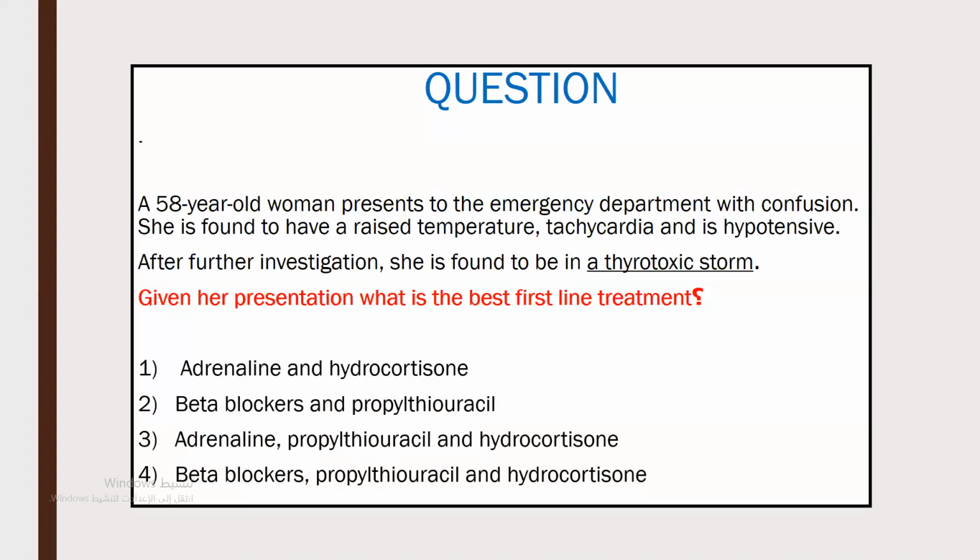I want your participation, please, in the chat box. Do you think that A is the proper choice? You will give adrenaline and hydrocortisone. B, beta blocker and PTU, propylthiouracil. C, adrenaline, PTU, and hydrocortisone. Finally, D, beta blocker, PTU, and hydrocortisone. I'm waiting for your responses down in the chat box. I will give you a few seconds.